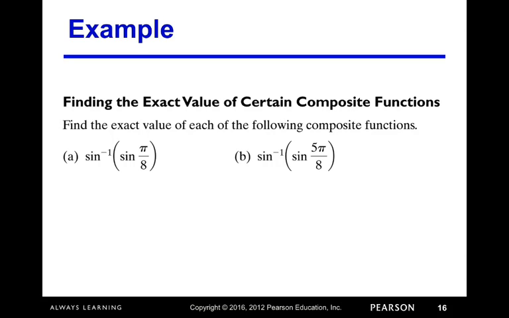Okay, the angle that has a sine of sine pi over 8. Then we want the angle that has a sine of sine 5 pi over 8. Well, let's talk about the first one. Let's talk about A.